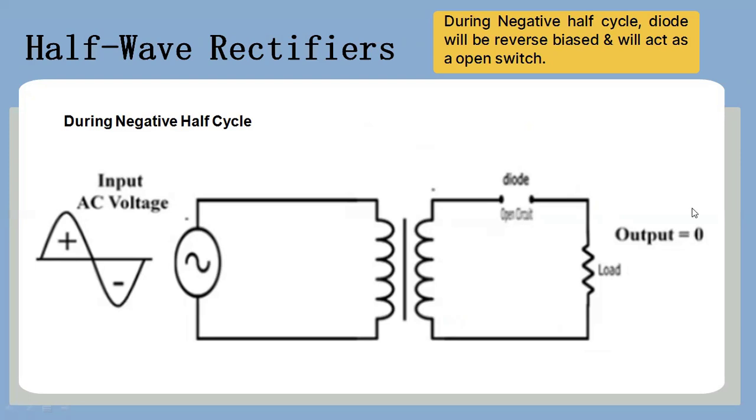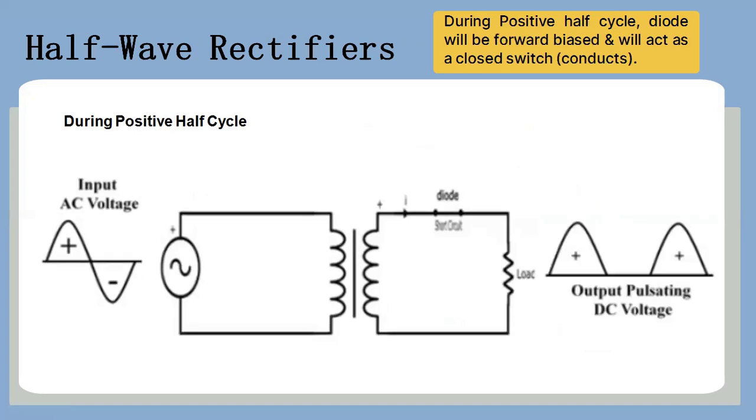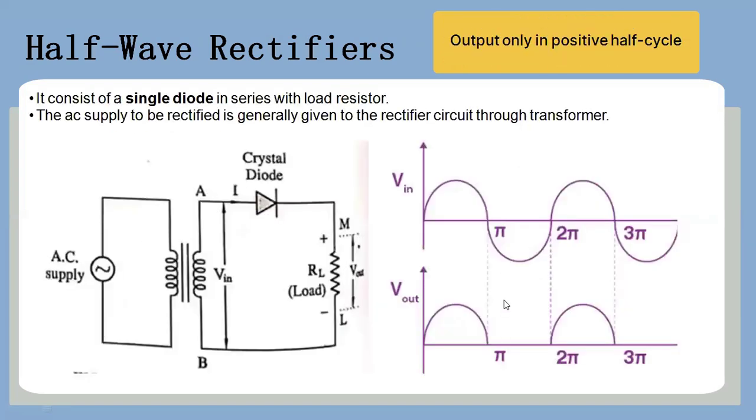On combining these positive and negative half cycles, we can see that in the positive half cycle we are getting the output. In the negative half cycle, the duration from pi to 2 pi, we won't get any output, that is 0. Then again during the positive half cycle, we are getting the output. So we can say that half-wave rectifiers are rectifiers in which we get the output only during the positive half cycle, and in the negative half cycle we get 0 as the output.